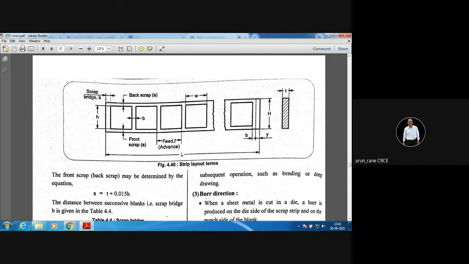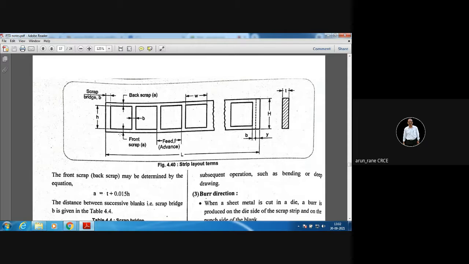Now this is called the scrap bridge. It is the distance from the edge of the strip. This is called the back scrap and this is called the front scrap. You cannot do the blanking exactly at the edge and exactly at the width. Otherwise the strip will not move ahead, so you have to have some thickness here.